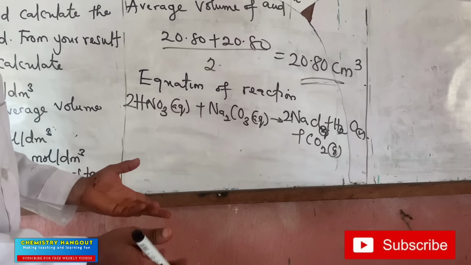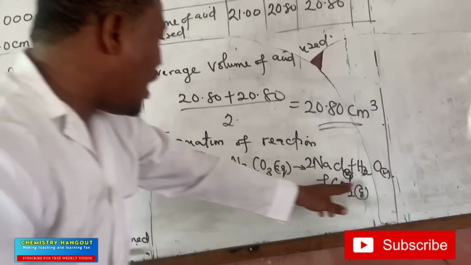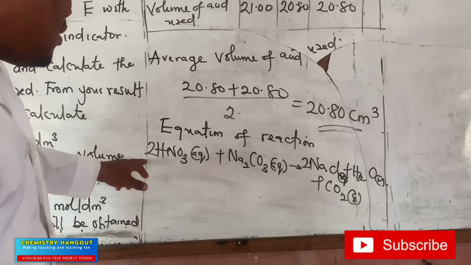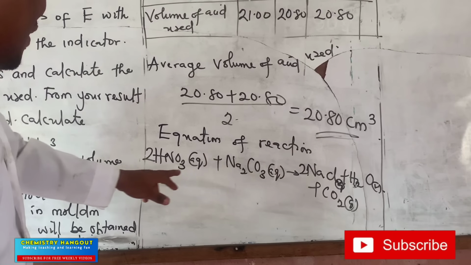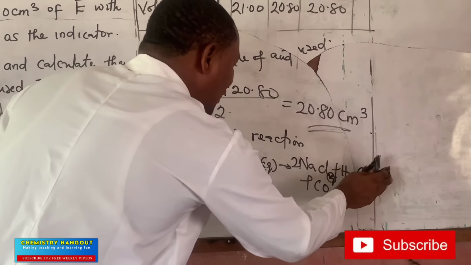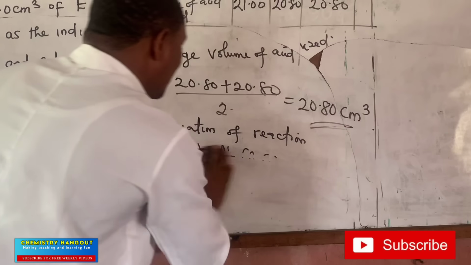Although they might have done all this for you. So hydrogen is 2, hydrogen is 2, balanced now. Nitrogen is 2 here. Sorry, NaNO3, sorry. NaNO3. So let's write the equation of reaction now.